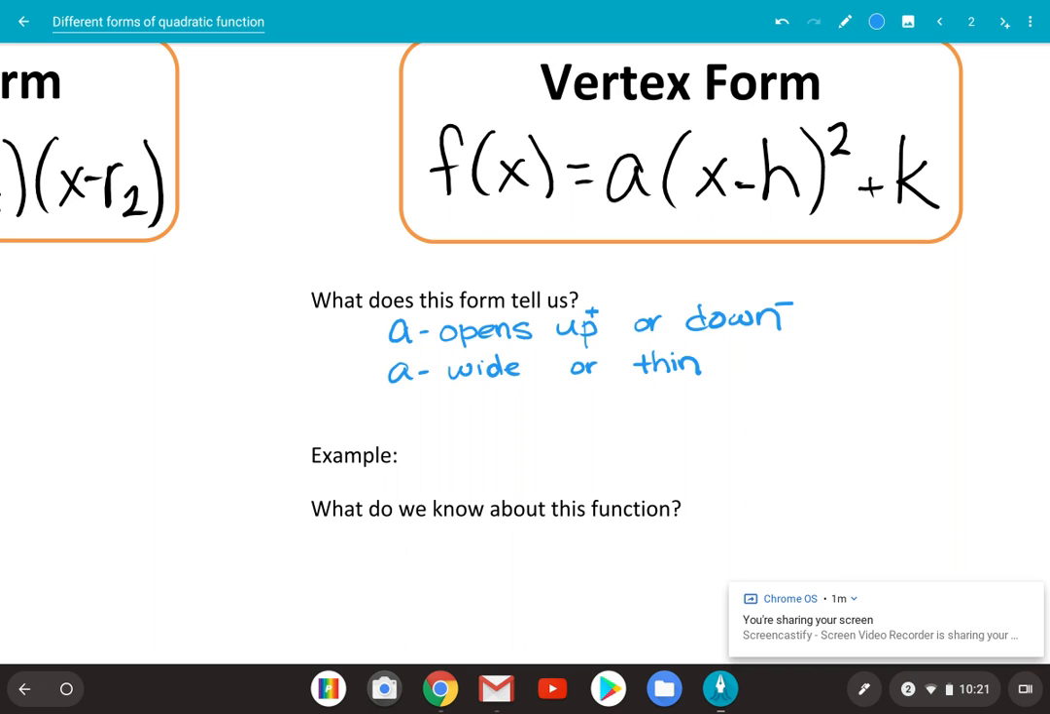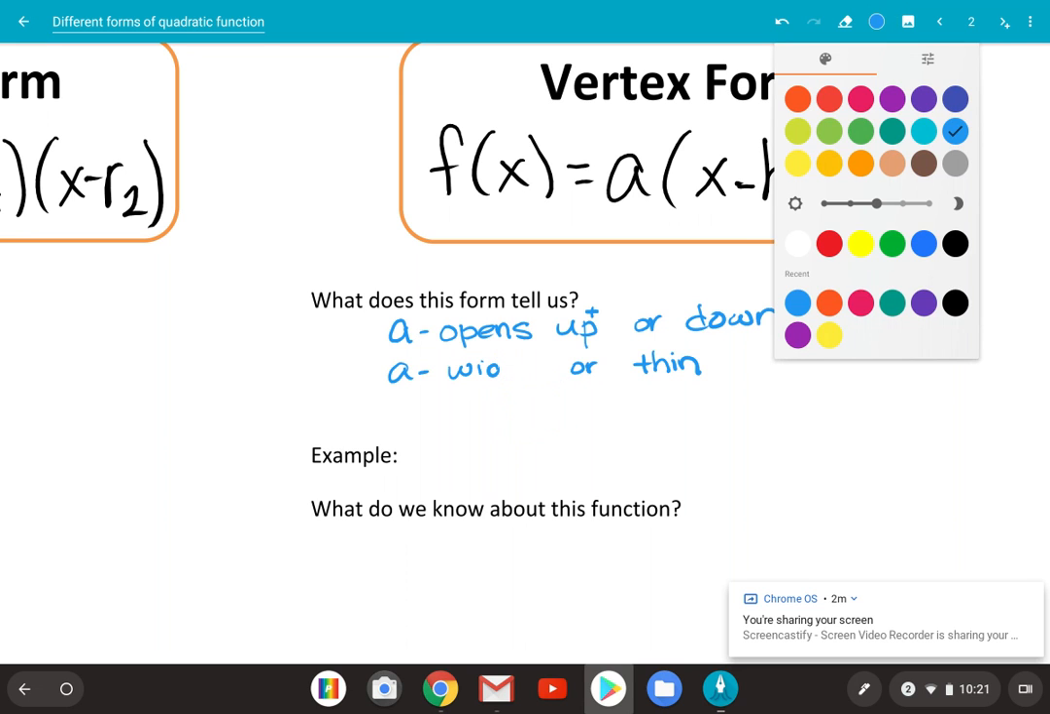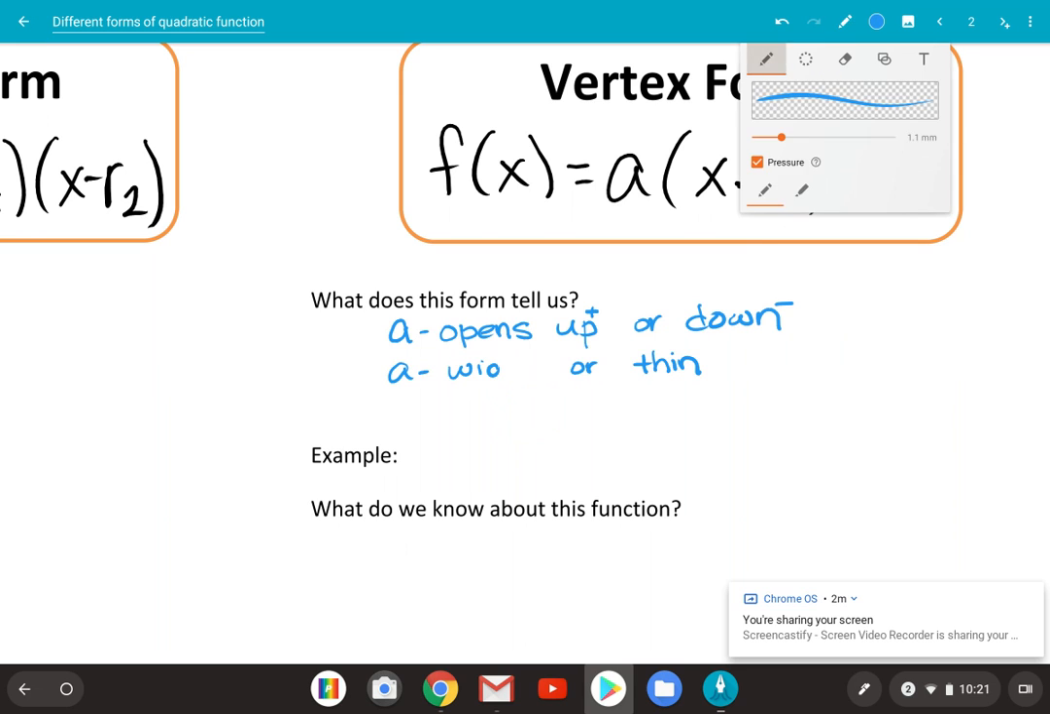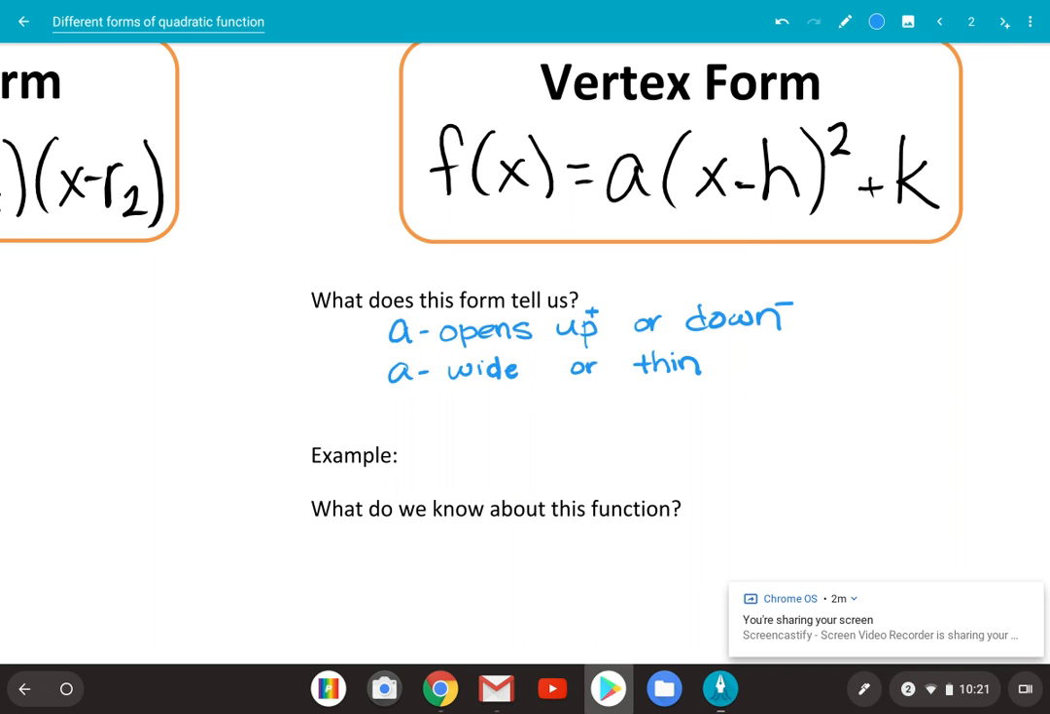If it's wide, usually this one's going to be a fraction or a number less than 1, okay? It's going to be less than 1 or a fraction usually. If it's narrow, it's going to be bigger than 1. Okay? Hopefully you guys have that on your worksheet too.